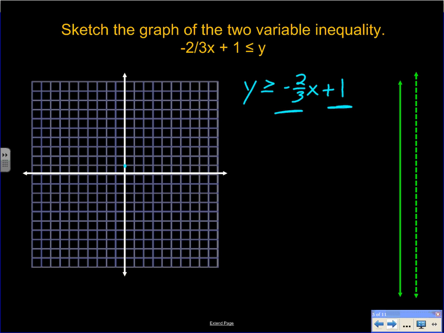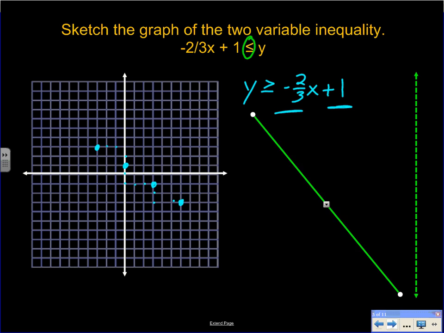That means we go down 2, to the right 3. Down 2, to the right 3. Or we could have gone up 2 and to the left 3. The left would be the negative part. So let's look. Solid or dashed line, it says or equal to. So we are going to be using our solid line.